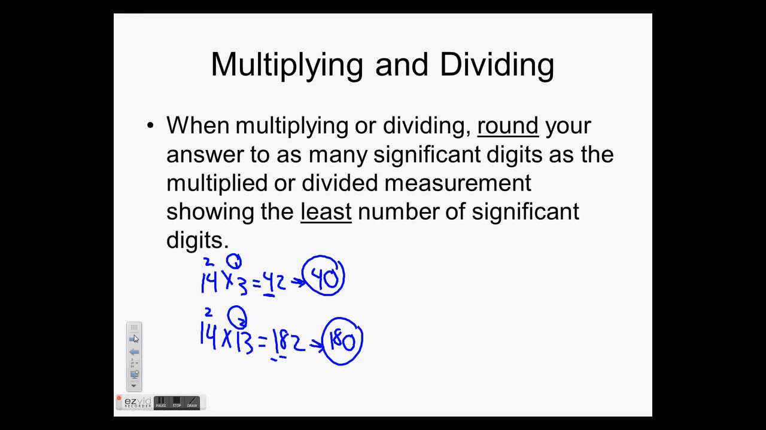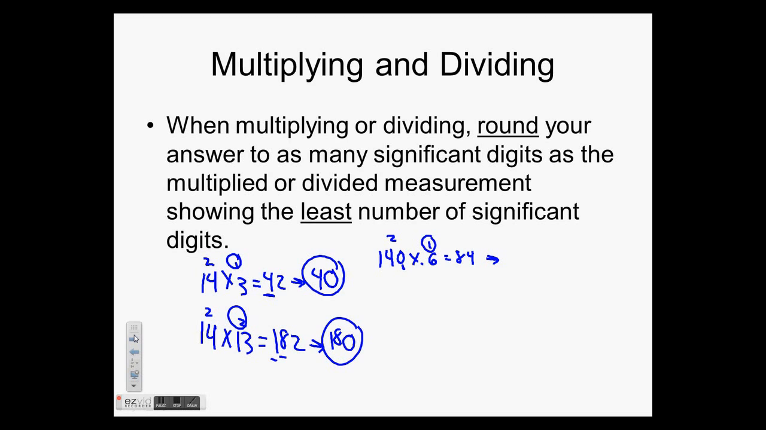My answer has 2 significant digits; the 0 doesn't count. It's to the right of a number, but not to the right of a decimal. It's just a placeholder. Okay, how about 140 times 0.6? That equals 84.